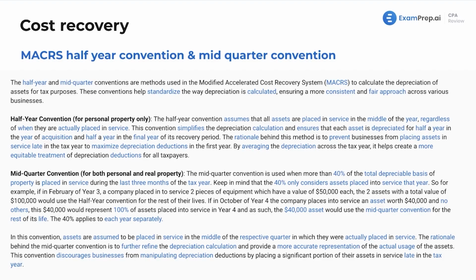Starting off, the half-year convention assumes that all assets are placed in service in the middle of the year, regardless of when they were actually placed in service. This convention simplifies the depreciation calculation and ensures that each asset is depreciated for half a year in the year of acquisition and half a year in the final year of its recovery period. The rationale behind this method is to prevent businesses from placing assets into service late in the tax year to maximize depreciation deductions in the first year. This helps to average the depreciation across the tax year, helping to create a more equitable treatment of depreciation for all taxpayers.